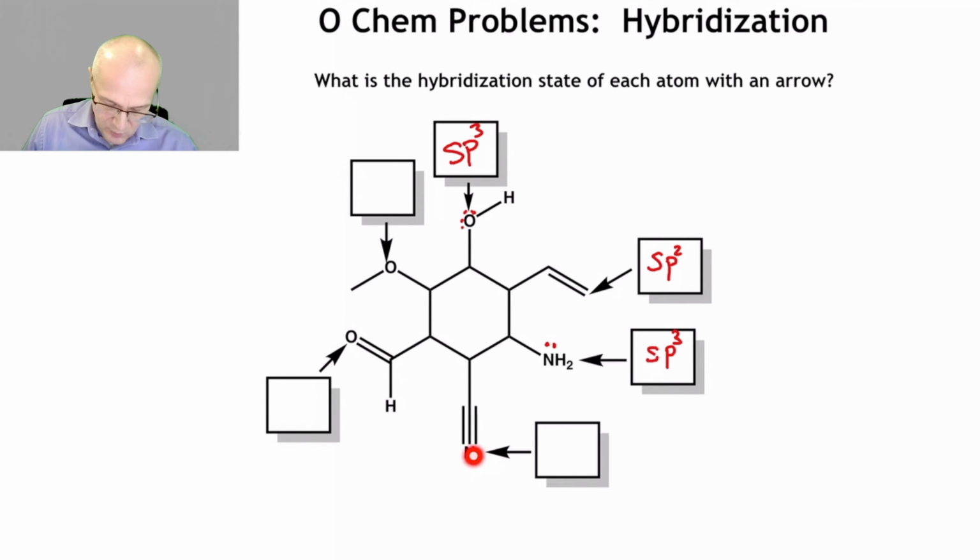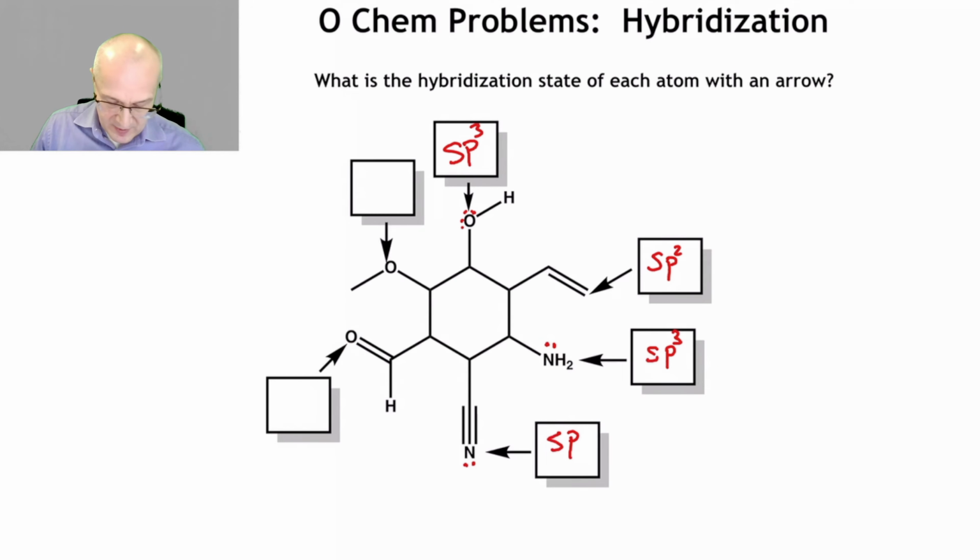This one, pointing at that nitrogen. That nitrogen does have a triple bond. So it's got a couple of pi bonds. If it has two pi bonds, it must be sp. Two pi bonds, sp, all day long. The lone pair is in an sp orbital. It is linear.